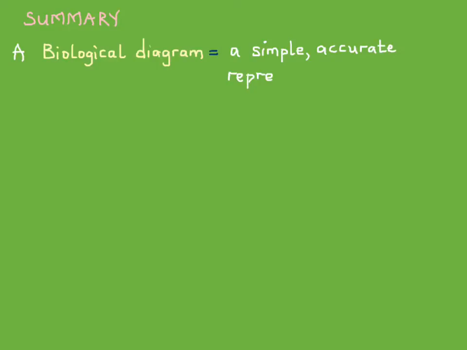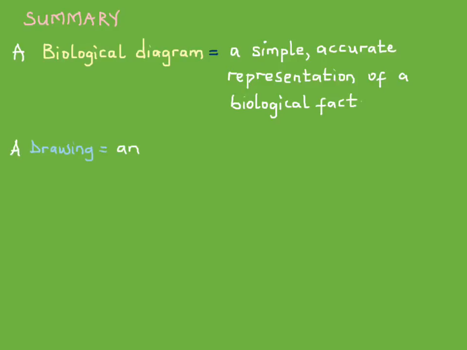We have come to the end of our lesson. Let's now do a quick review to see what we've learned so far in this lesson. In this lesson, we learned that a biological diagram is a simple, accurate representation of biological information or facts, whereas a drawing is an artistic impression or painting of an object or organism.